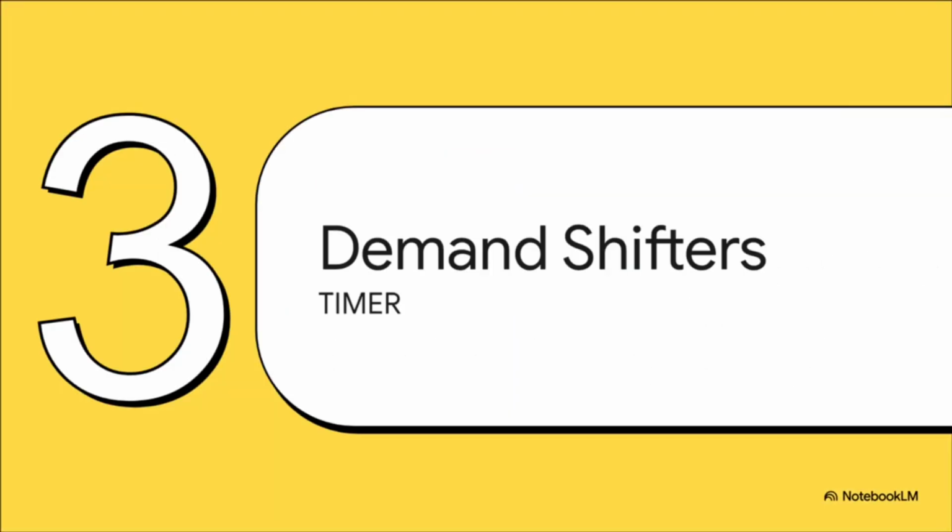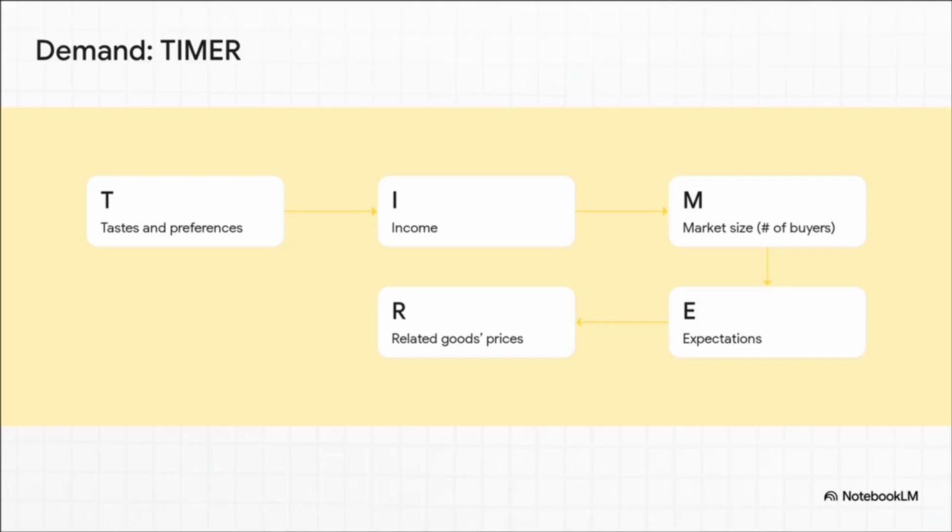Okay, you might be thinking, how am I supposed to remember all of these non-price determinant things? Don't worry, we've got a trick for that. It's a simple little mnemonic that will be your best friend for this topic. For all the things that shift the demand curve, just remember TIMER. TIMER lays out the 5 big shifters.